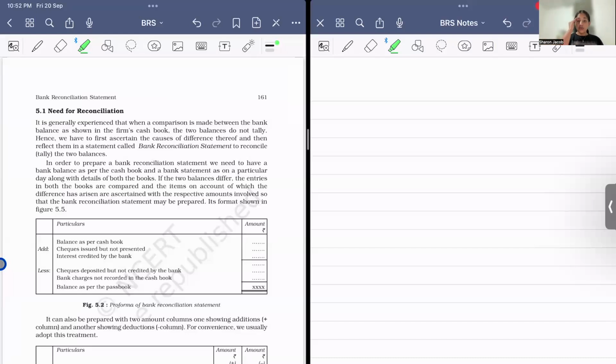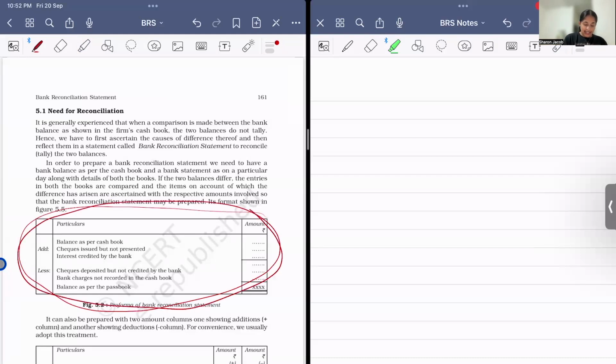So what we usually do, if you look at the format given in the book I am following, which is the NCERT textbook, rationalized as per 2024-25, is we start with balance as per cash book or balance as per passbook. Any one balance, we start the whole calculation with one balance.